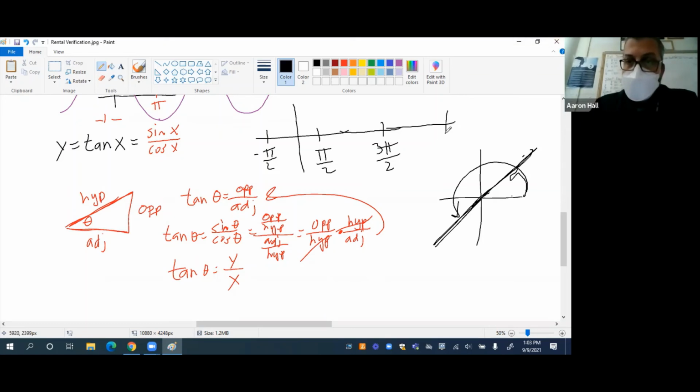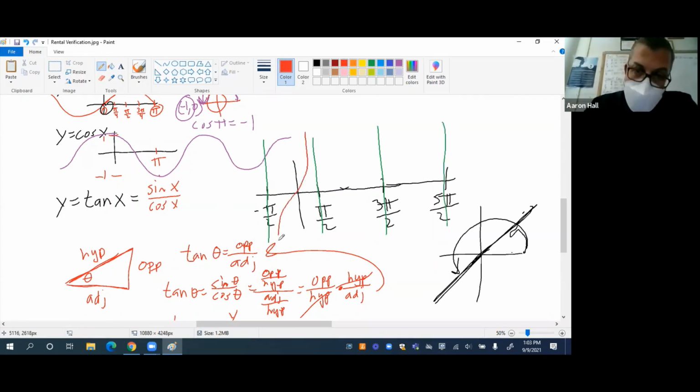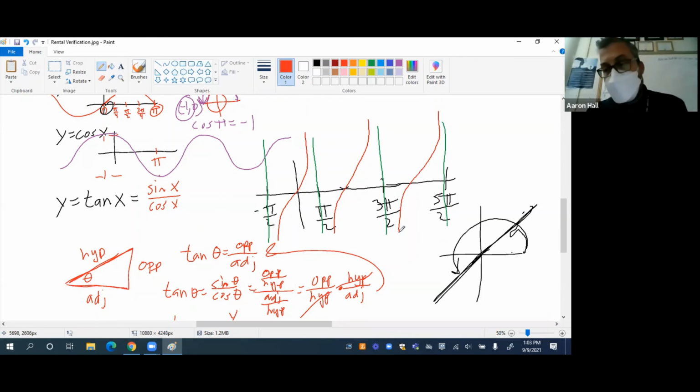5 pi halves, 5 pi halves, 5 pi halves. So there's something interesting happening here. In fact, we have what's called a vertical asymptote. We have these vertical asymptotes that go in here where the denominator for cosine would be 0. And so our graph is going to look something like this. And because it's periodic, it repeats itself over and over again to infinity. That is for tangent of x.